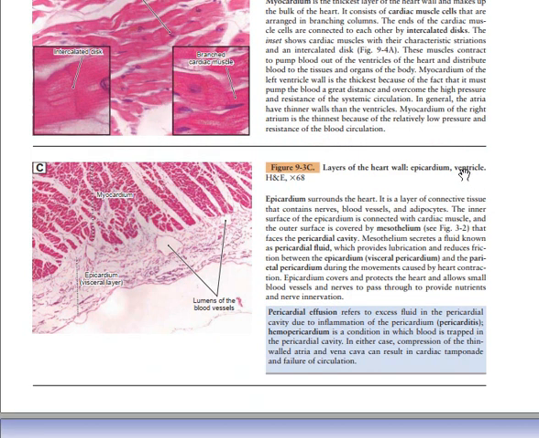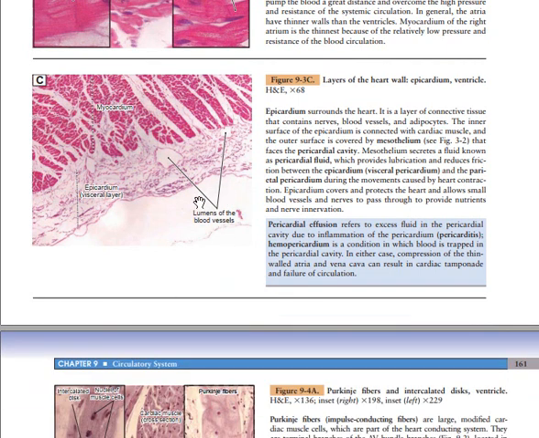Now this is the epicardium. The epicardium, we can just consider it as the visceral pericardium, because just outside the epicardium you have the parietal pericardium. So this is the epicardium here, and it is made up of connective tissues, as you can see here. Now the clinical correlation of the epicardium is pericardial effusion. Pericardial effusion refers to excess fluid accumulation in the pericardial cavity.